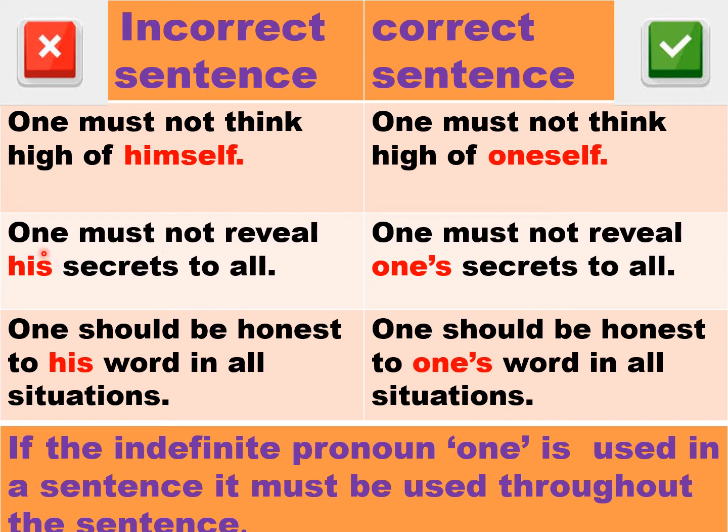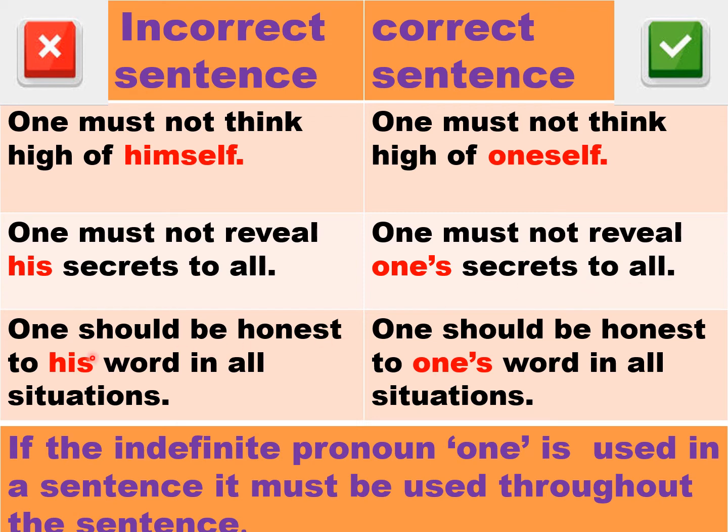See the next sentence. "One must not reveal his secrets to all." See, the indefinite pronoun "one" is used here. So throughout the sentence we must use "one". Instead of "his", we must use "one's". "One must not reveal one's secrets to all" is correct.